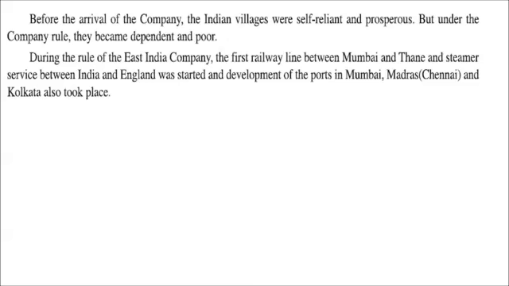And during the rule of East India Company, the first railway line between Mumbai and Thane and steamer service between India and England also was started, due to which some of the ports of India were highly developed by them, that is ports in Mumbai, Madras and Kolkata.